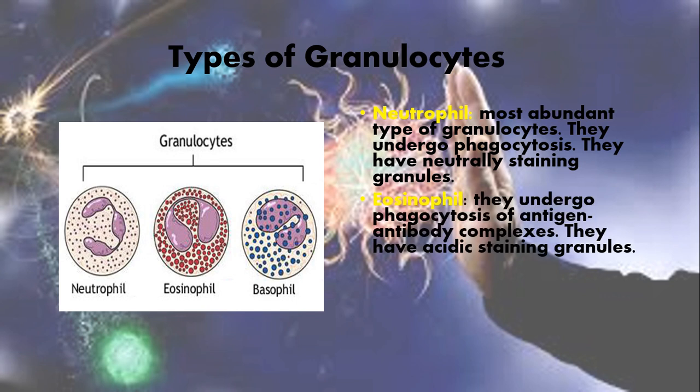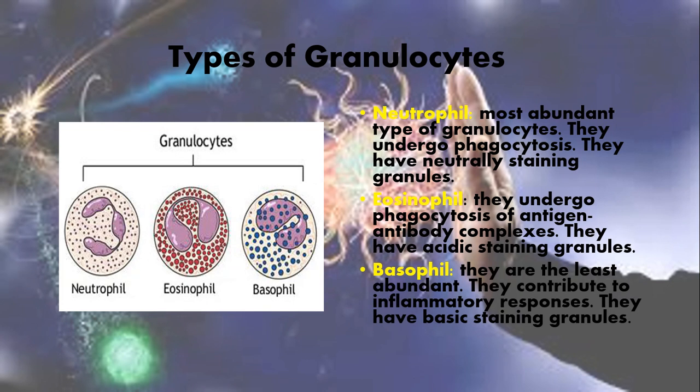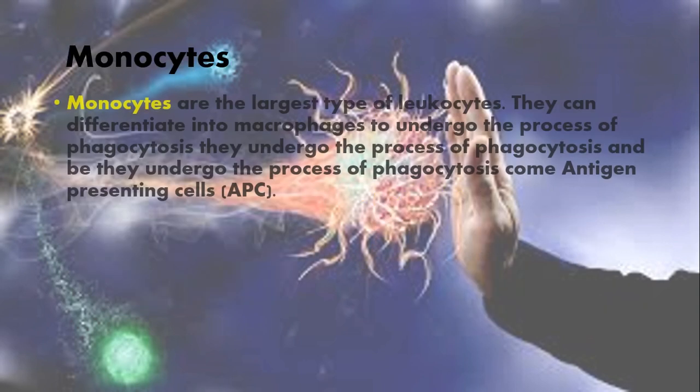As for the eosinophils, they also undergo the process of phagocytosis, but they are mainly involved in the phagocytosis of complexes made up of antibodies and antigens. So when the antibodies fix to certain antigens, it is the job of the eosinophils to digest them. They have acidic staining granules. The granules can be stained by acidic dyes. As for the basophils, they are the least abundant among all, and they are very important in inflammatory responses, and their granules can be stained by basic dyes.